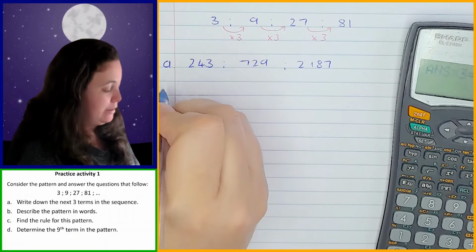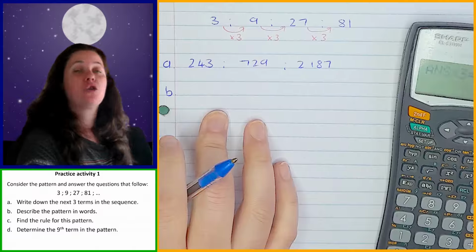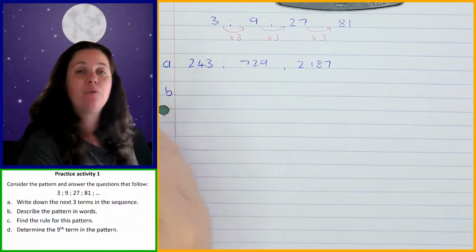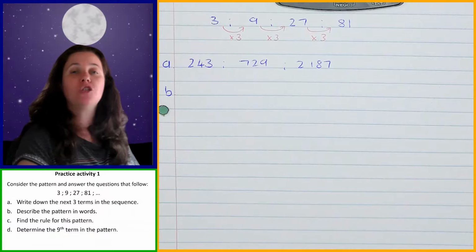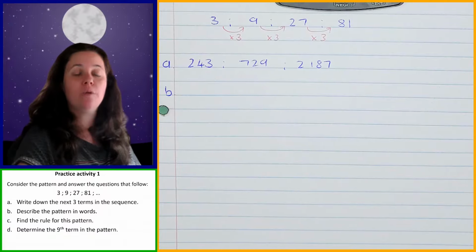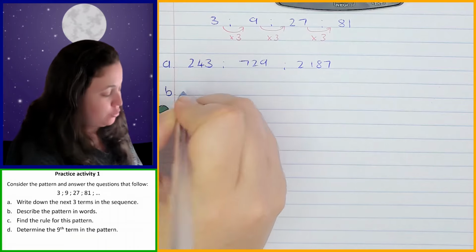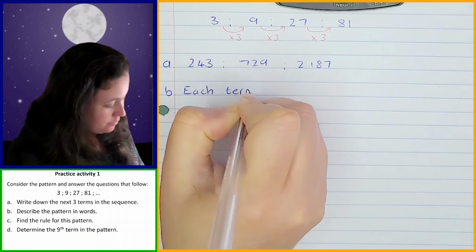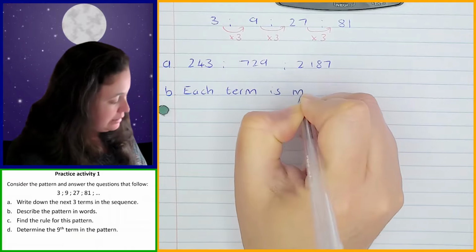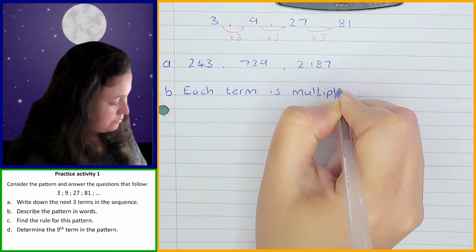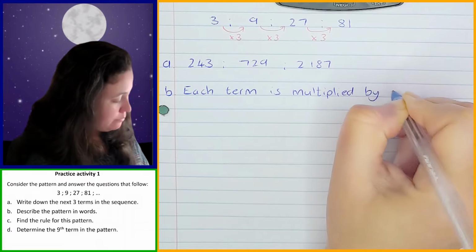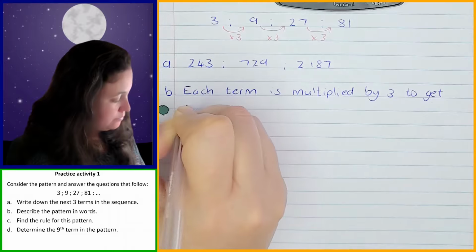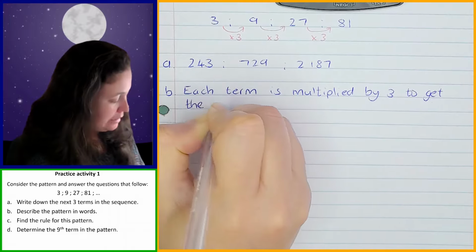Then question B, you had to describe the pattern in words. So now when we're describing this pattern in words, like I said, we're going to talk about how we get from one term to the next term. What do we do to one term to get to the next term? So each term is multiplied by 3 to get the next term.